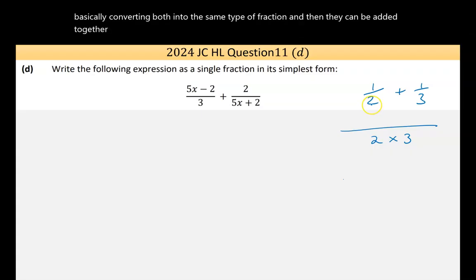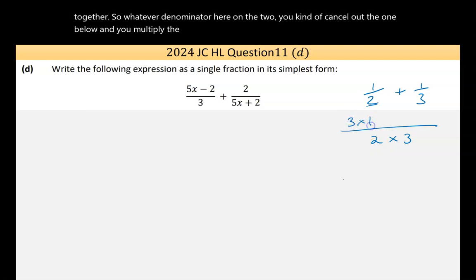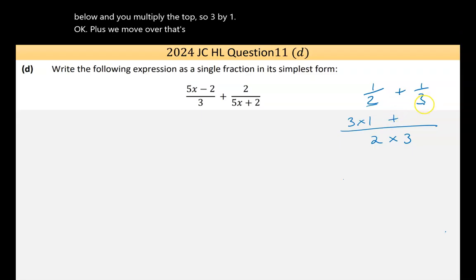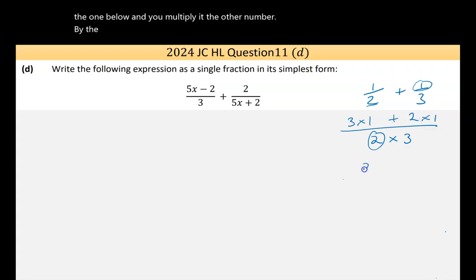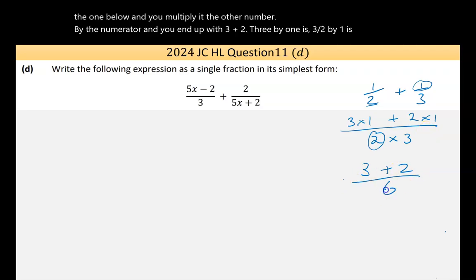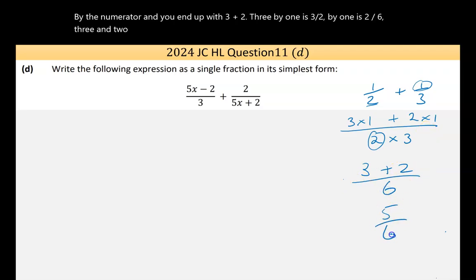So whatever denominator here on the 2 cancels out the 1 below, and you multiply the top, so 3 by 1. Okay, plus we move over, whatever is the denominator here cancels out the 1 below, and you multiply the other number by the numerator. Then you end up with 3 plus 2. 3 by 1 is 3, 2 by 1 is 2, over 6. 3 and 2 is 5 over 6. Now we're going to mimic that in terms of this.